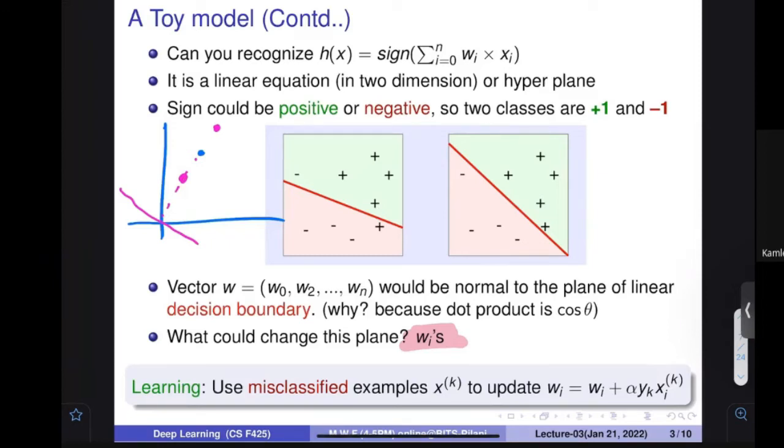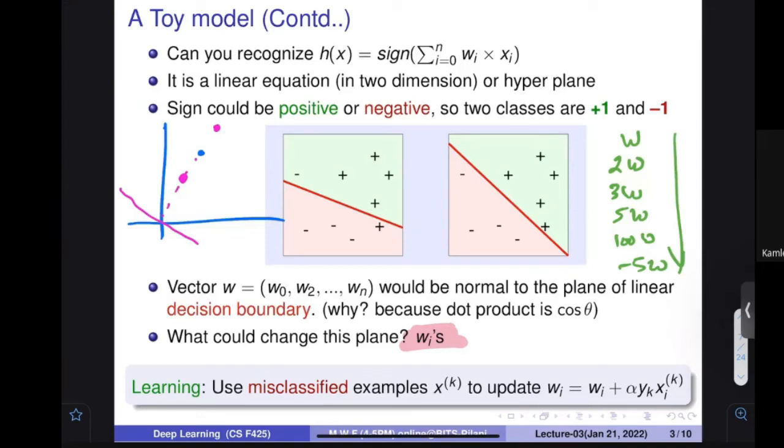So there are multiple W's that can define this particular hyperplane. Ultimately, what is happening here is that if you find any right W, and you multiply it by 2, 2W, 3W, 5W, 100W, even minus 5W, all of these are going to be right W's.